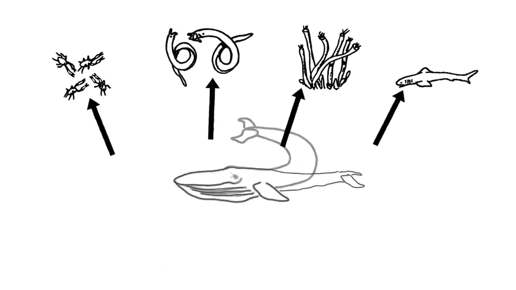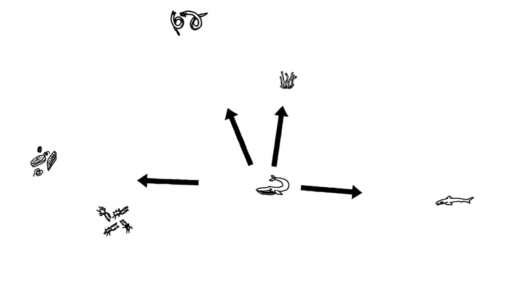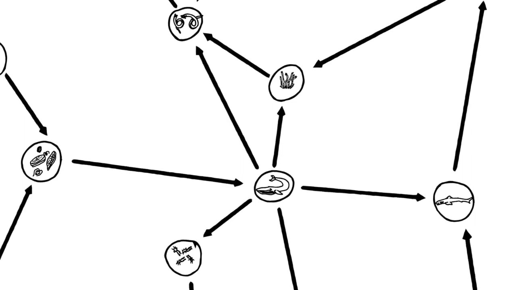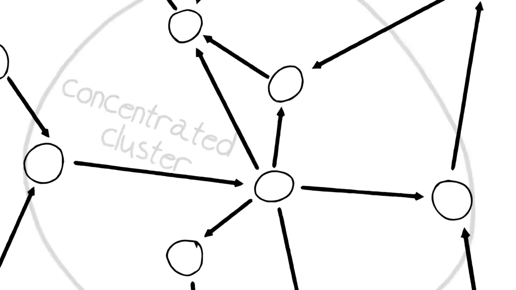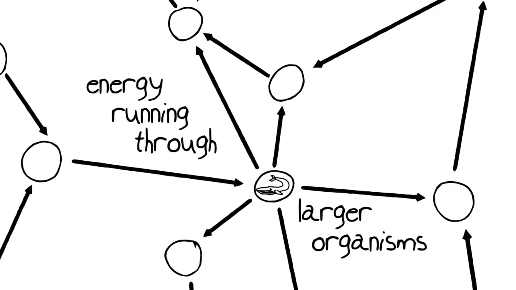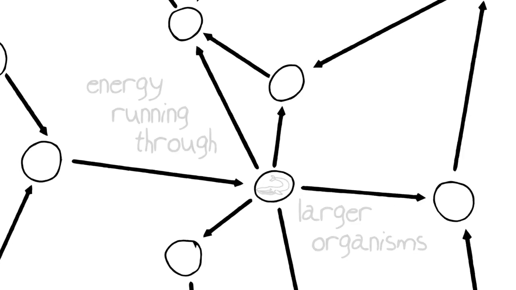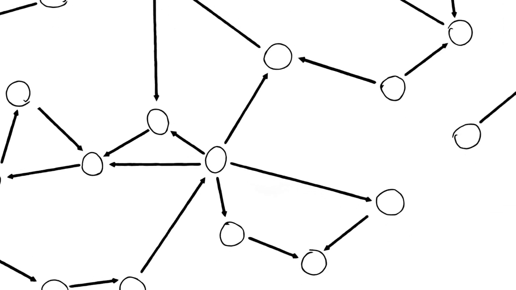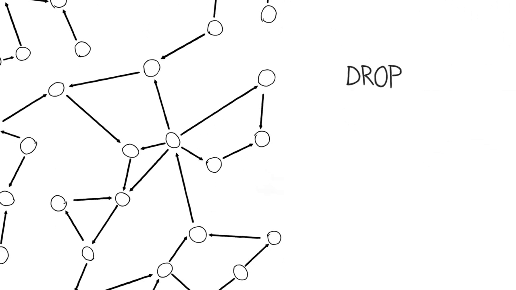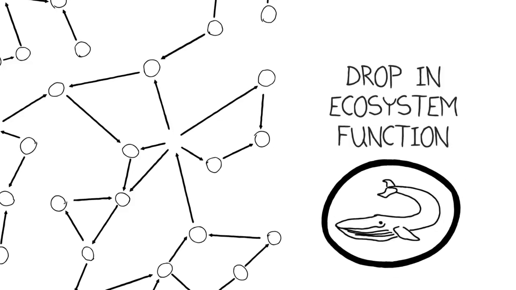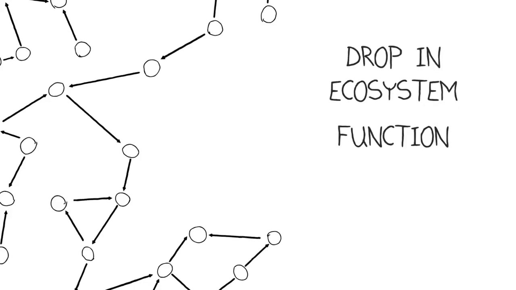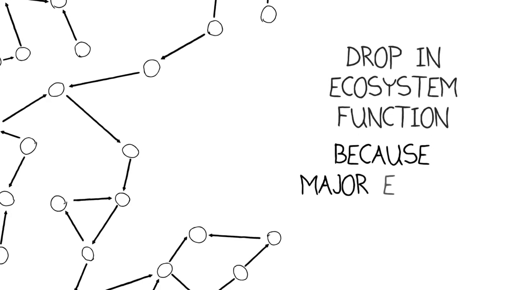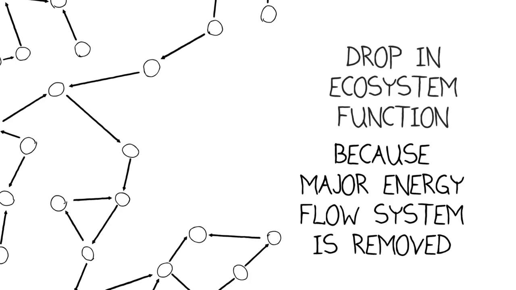You might imagine that complex set of events that I just diagrammed here are part of this little bit of web. It turns out that where you get concentrated clusters of things happening in these webs, it's usually because energy is being run through the larger organisms in the system. And when you disturb a bit of that, where you've got large amounts of energy flowing through the system, you can get a real drop in ecosystem function. If you take the whales out of the equation, by overhunting them, you get this drop in ecosystem function because there's this removal of an entire major energy flow system from this network.